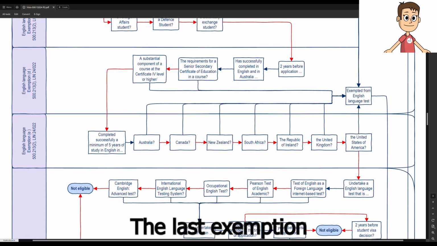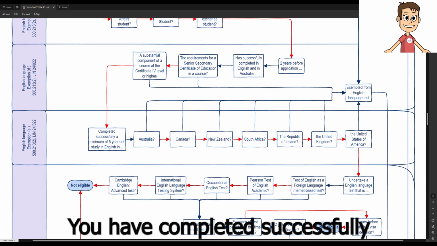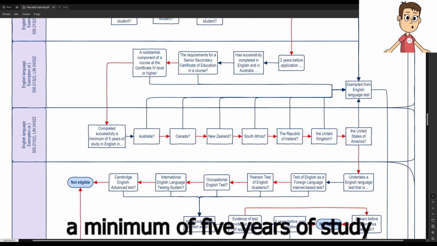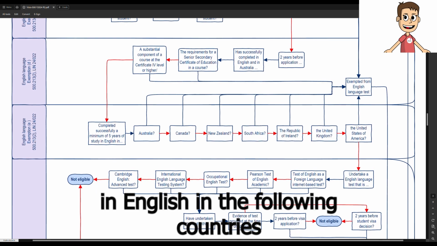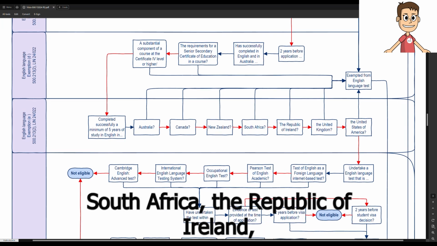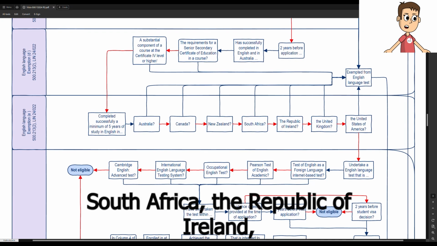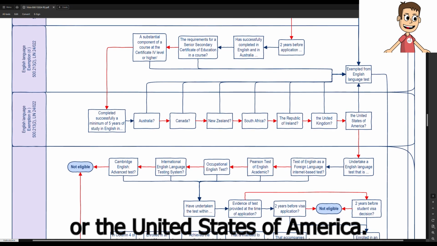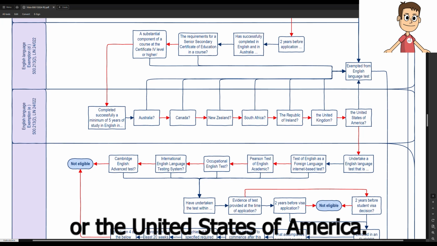The last exemption: you have completed successfully a minimum of 5 years of study in English in the following countries: Australia, Canada, New Zealand, South Africa, the Republic of Ireland, the United Kingdom or the United States of America.